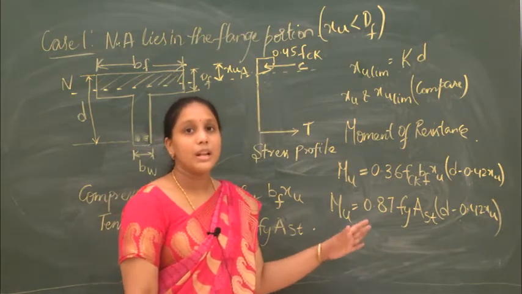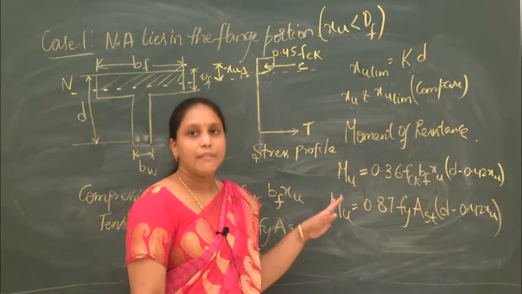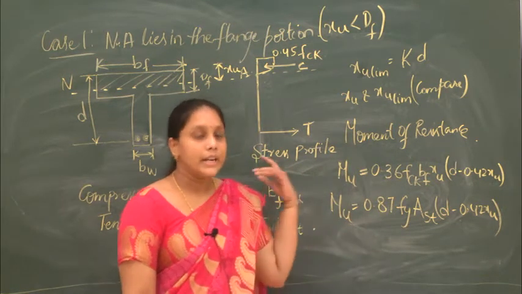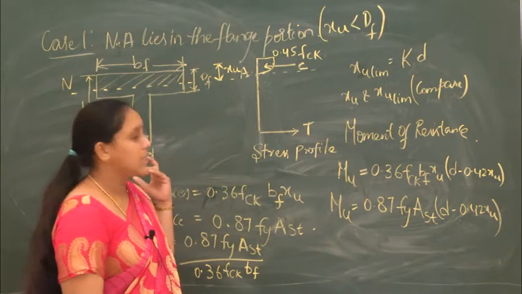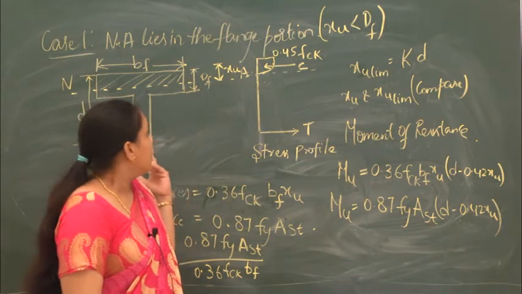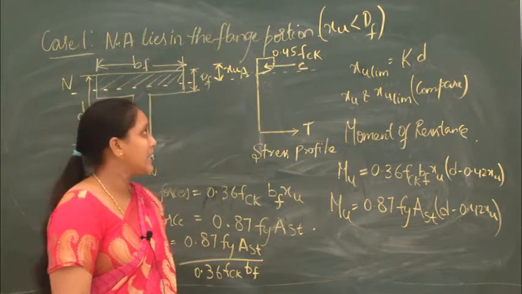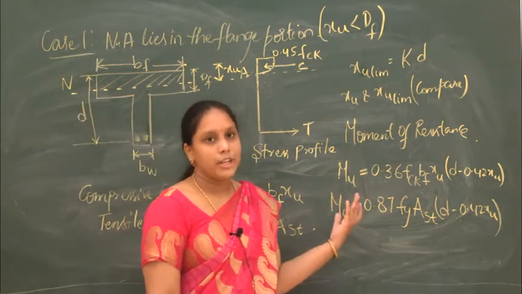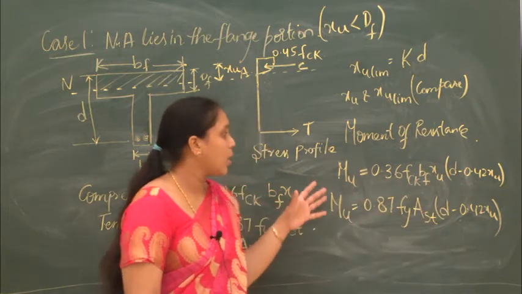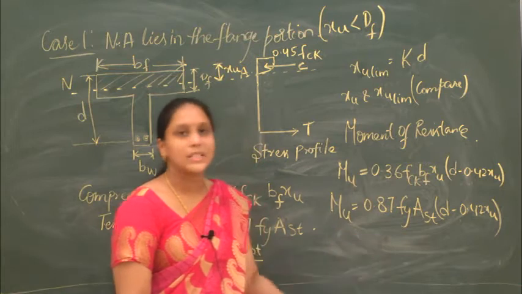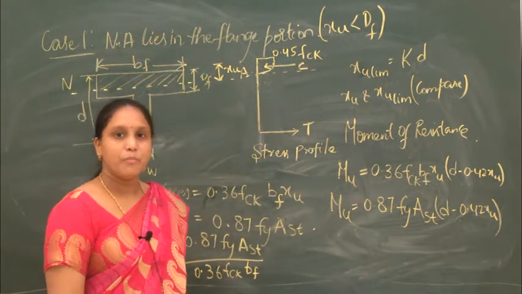So like this, you have to calculate the moment of resistance for a T-beam section when the neutral axis lies in the flange portion. These are the equations we have to follow for calculating the moment of resistance if the neutral axis lies in the flange portion.